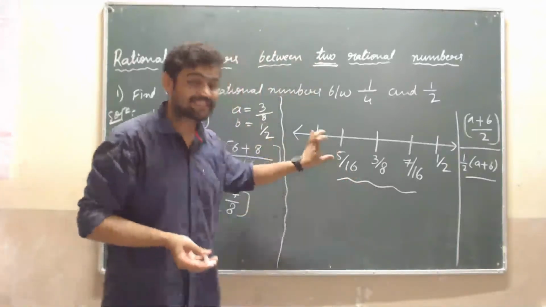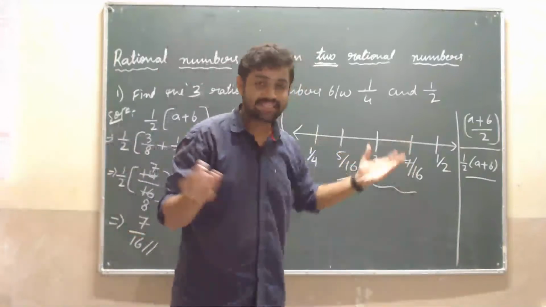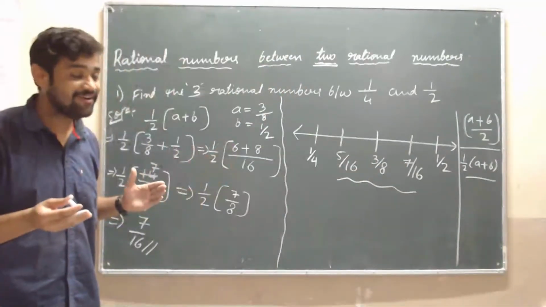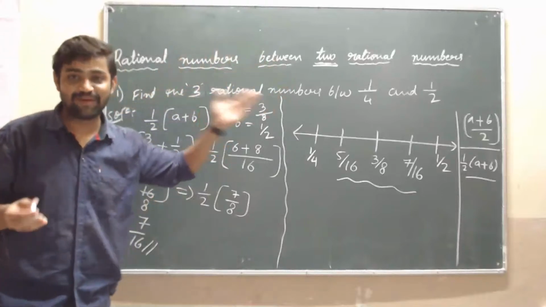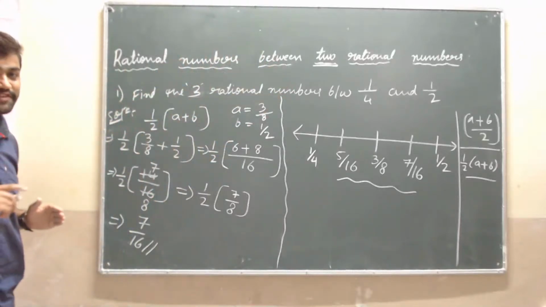That is 5 by 16, 3 by 8, and 7 by 16. These are the three rational numbers we have between 1 by 4 and 1 by 2. Take a screenshot of this.